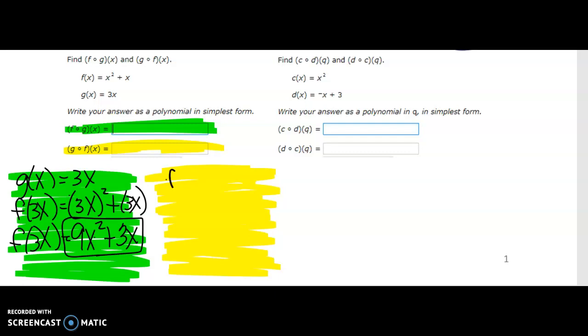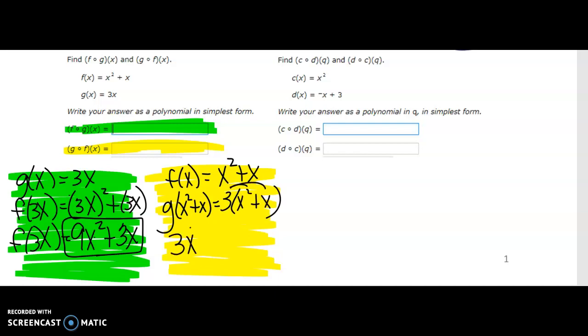For the yellow, we have to do f of x first. F of x is x squared plus x. So we're going to put that into the bottom box. And g is 3x. So we put x squared plus x in there. Then we distribute and get 3x squared plus 3x.